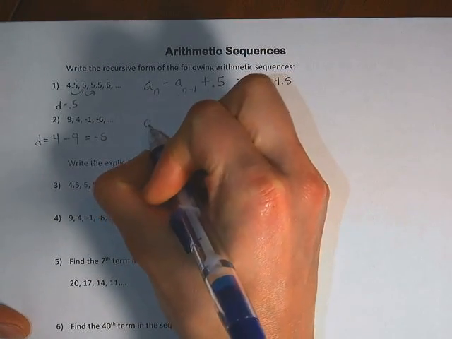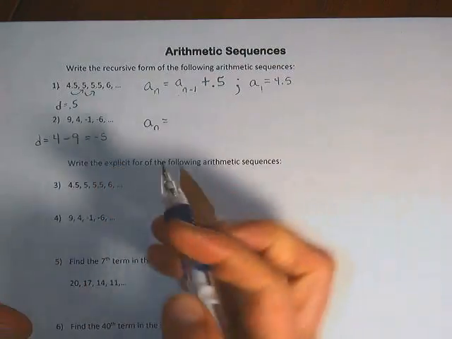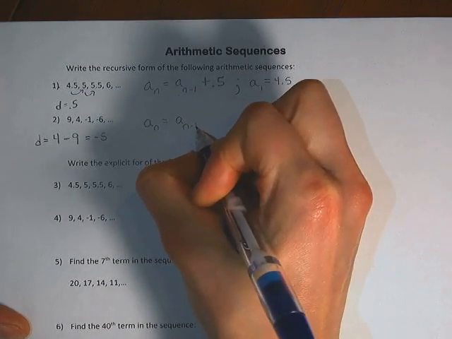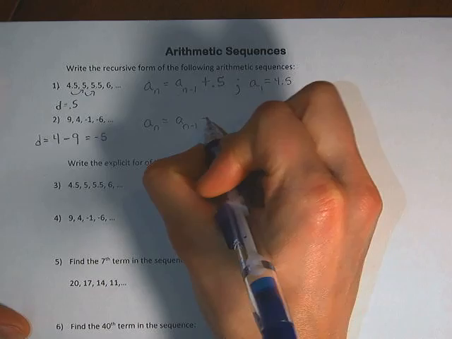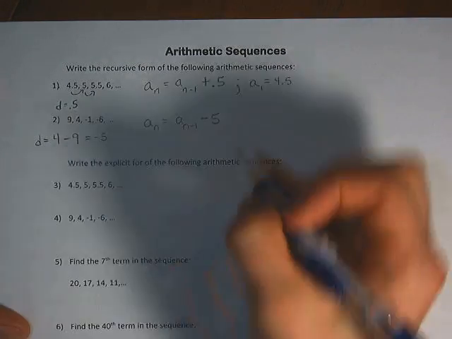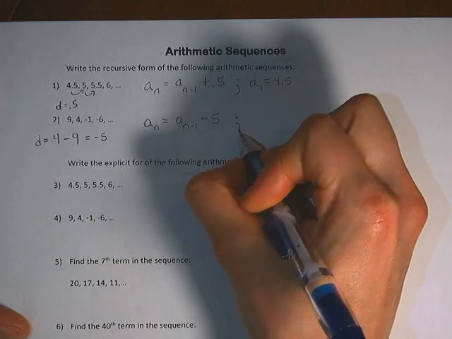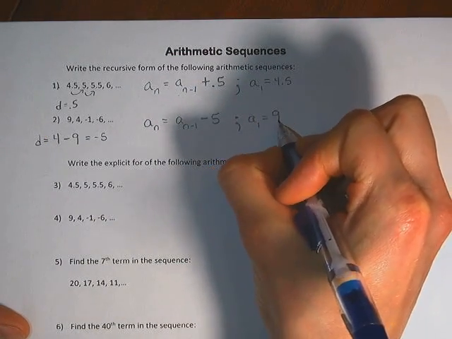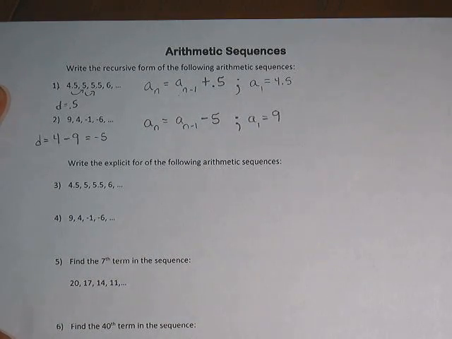Okay. So when I write my recursive form, to find a term, you take the term right before it, and then you subtract 5. Okay, because that's the pattern. And then remember, you always have to put one of your terms. So the first term in this sequence is 9. Okay, so that's practice writing the recursive form.